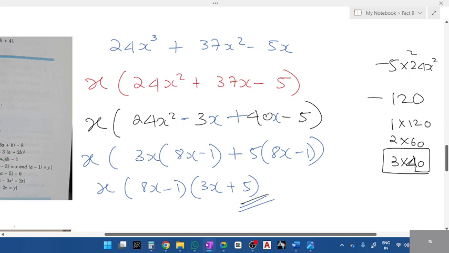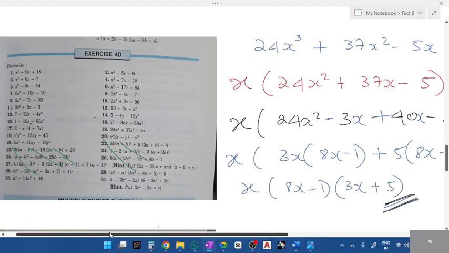What's the answer, students? Is it correct? Which question is this? 20. 18th question. Is it correct? 18th one?